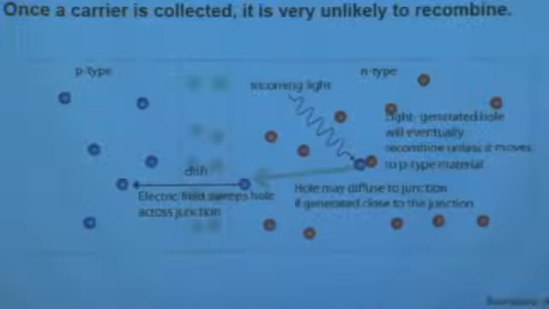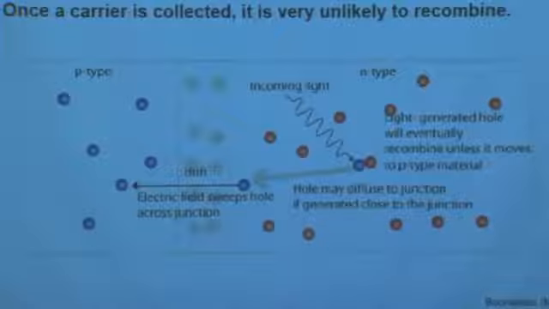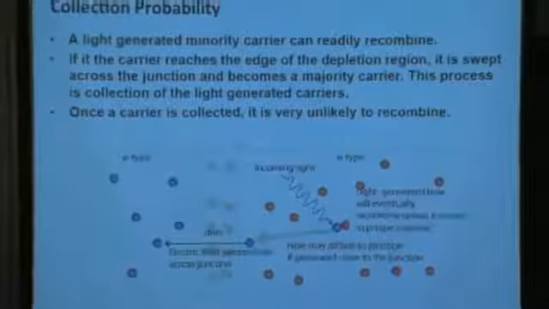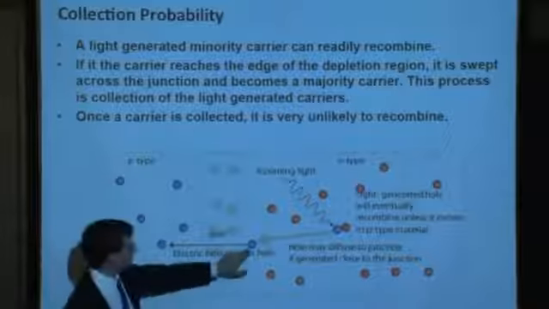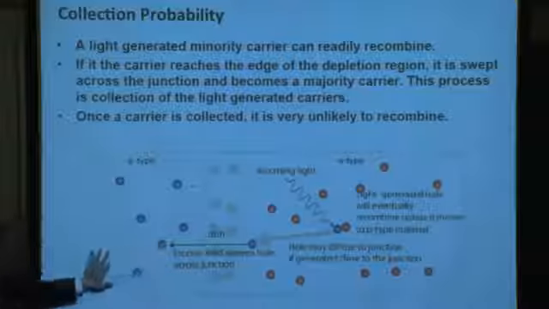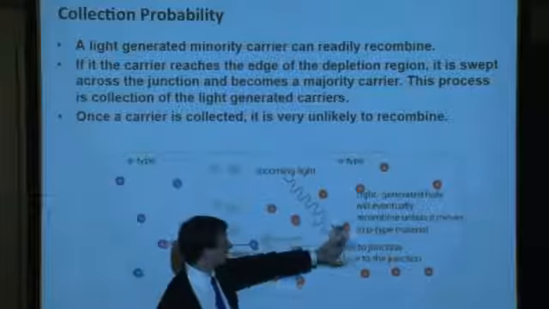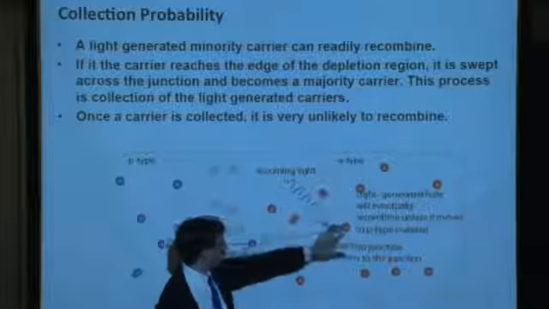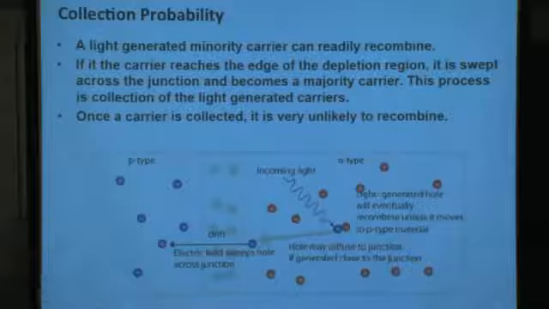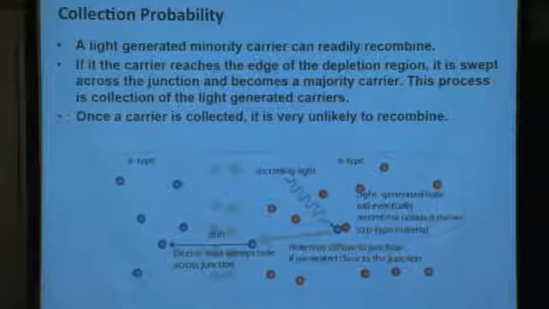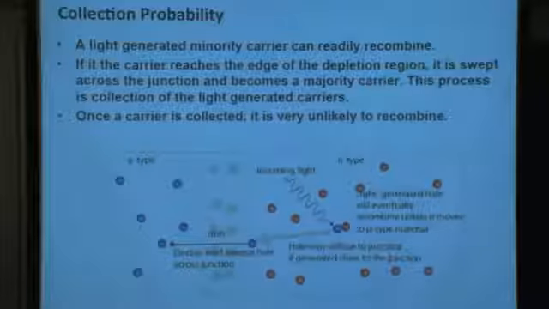So collection probability means that a photo-generated minority carrier can readily recombine. But if the carrier reaches the edge of the space charge region, the minority carrier, it can be swept across and collected. So the probability of collection means for every electron hole pair that I generate at a certain depth, what is the probability that the minority carrier will make it across the junction? And this is what we're probing in spectral response.